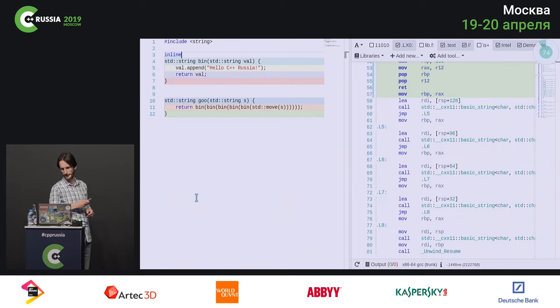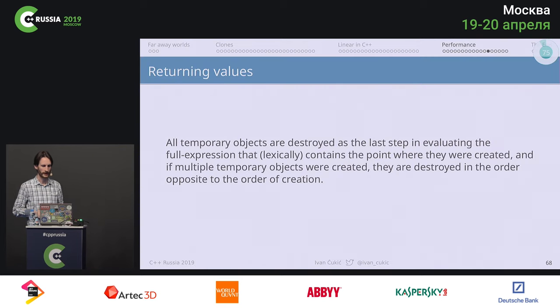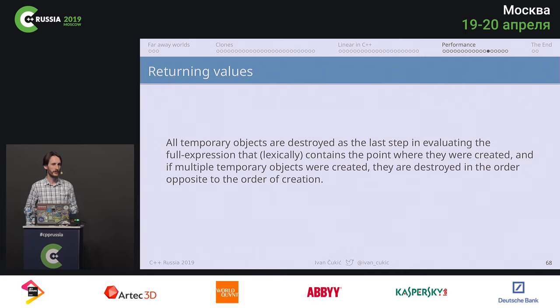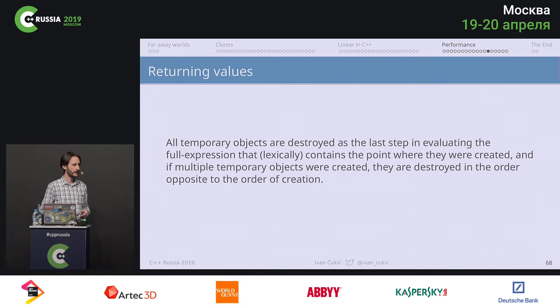And yet again, the difference in the assembly code just by adding a few ampersands to your code. So this is the reason why this is safe, because all temporary objects are destroyed in the last step of evaluating an expression, and they're going to be destroyed in the reverse order of their creation.